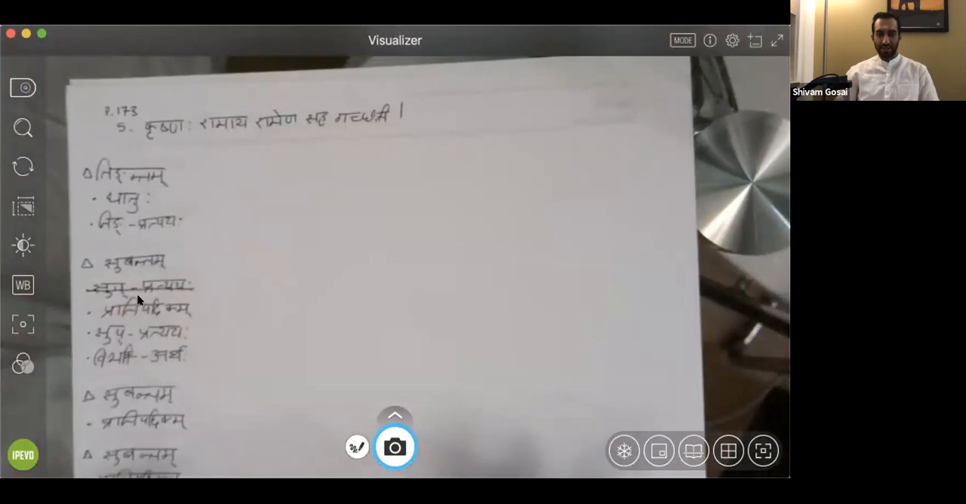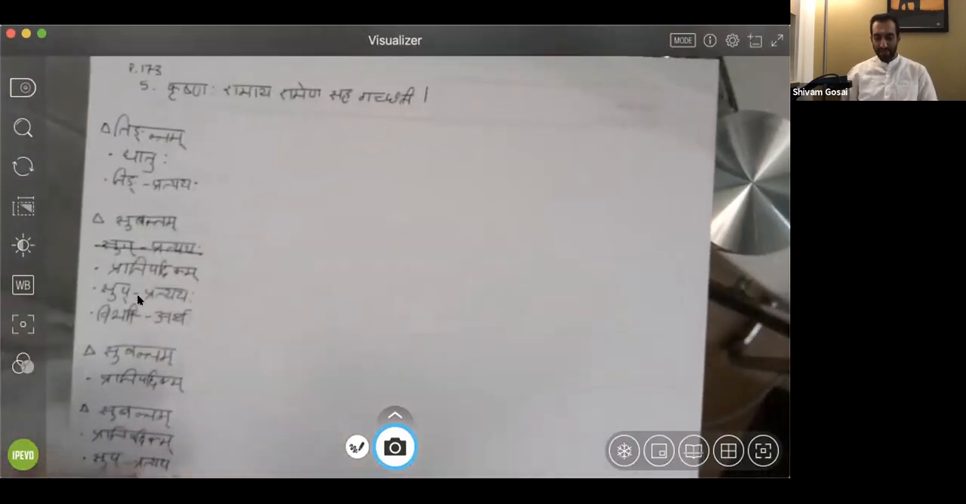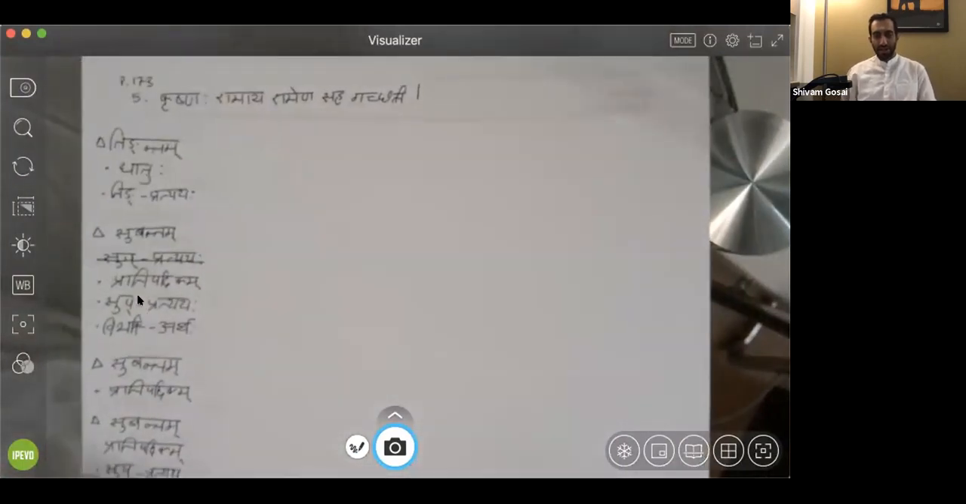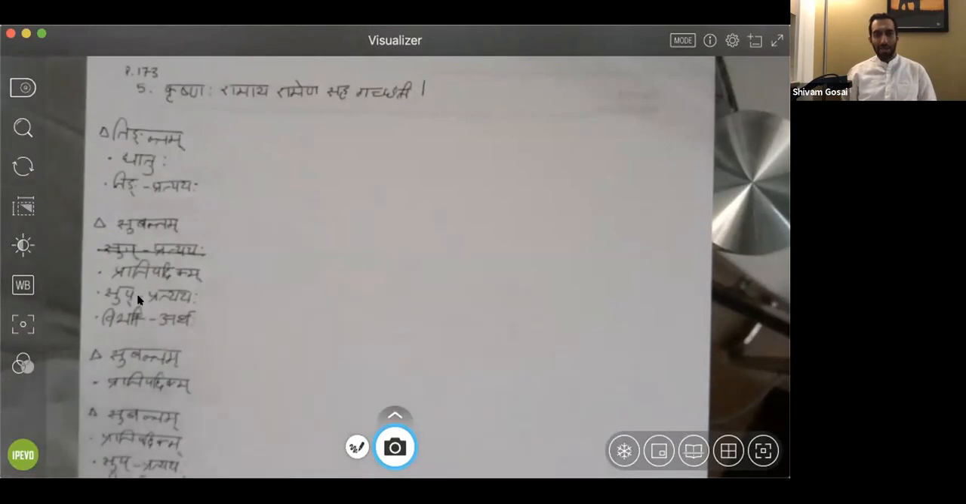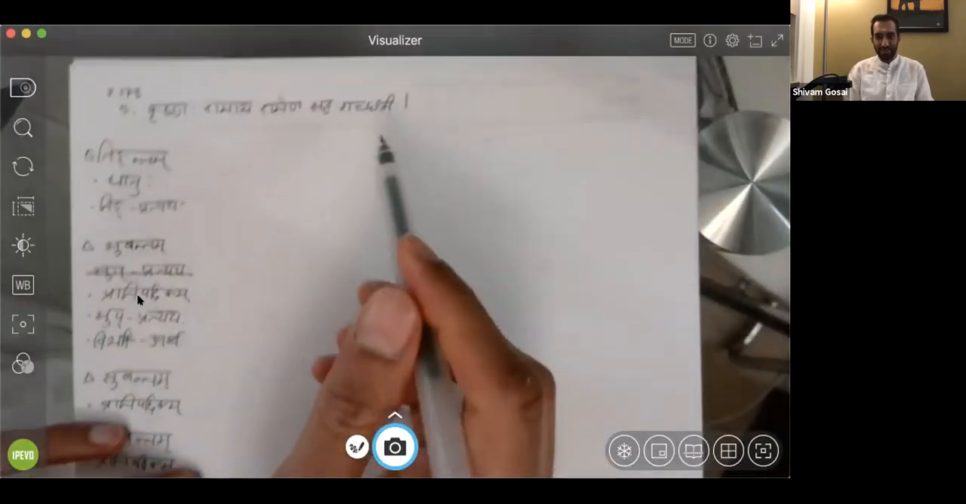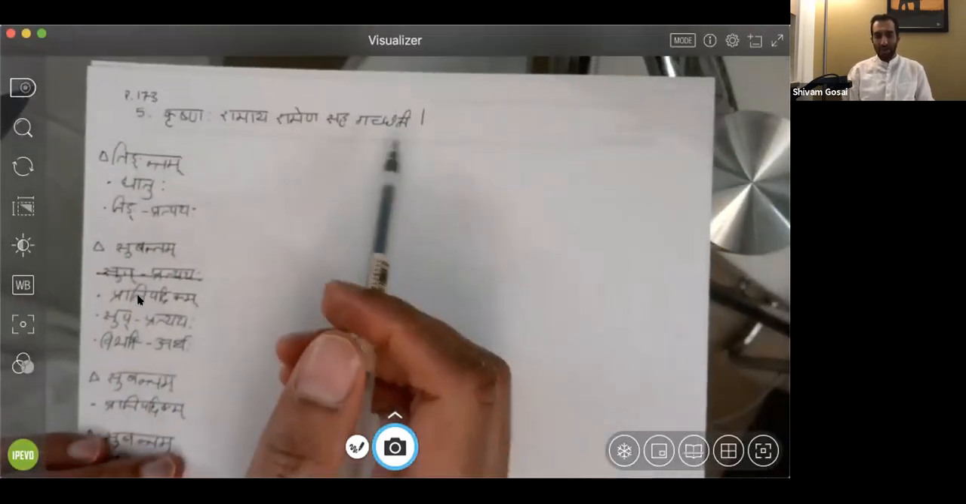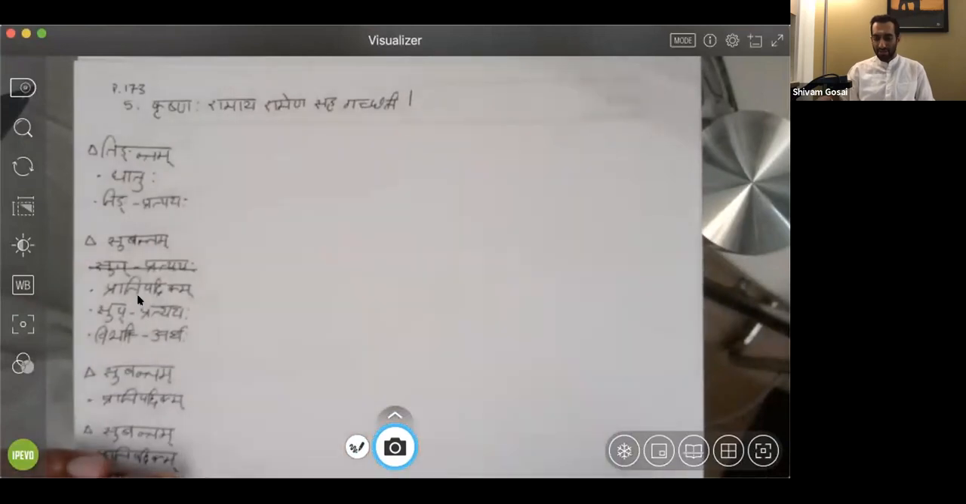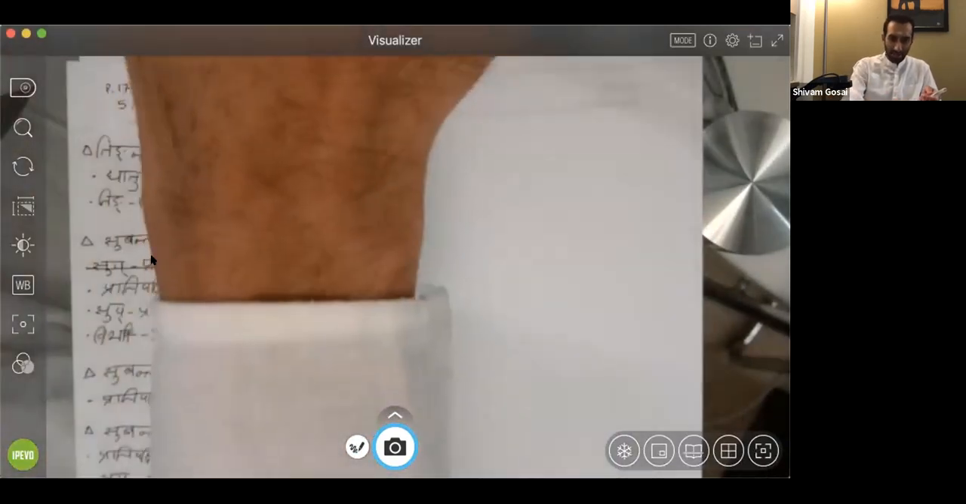Okay, so you see this, this is in the back of the book, page 173 again. Krishnah Ramena saha gacchati. Now, I don't want to write all of the information for this just for the sake of time. So we'll just talk through this, and maybe I'll ask for your help in the chat as well. Let me make this bigger on your screen.